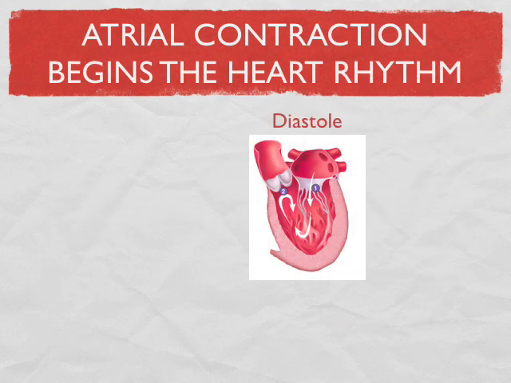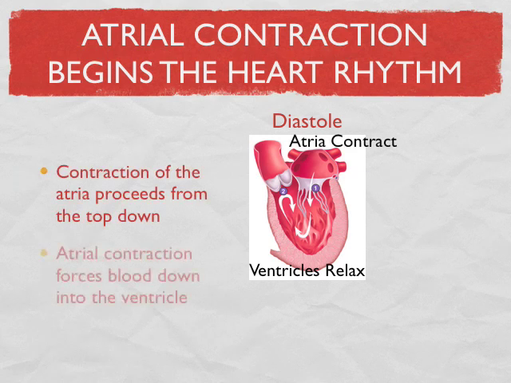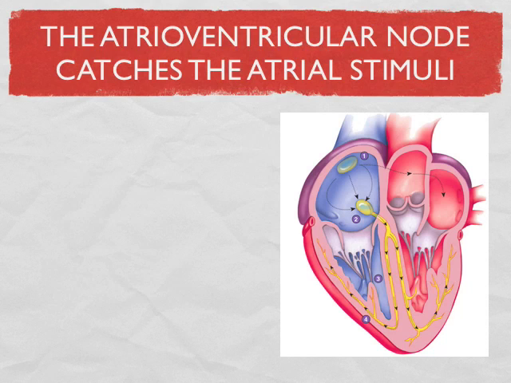If we go back to our picture of diastole, ventricles are relaxed, right? Contraction of the atria then pushes the blood down into the ventricle. This is what is happening from the sinoatrial node. Okay? So, now what happens next? We have the atrial contraction.